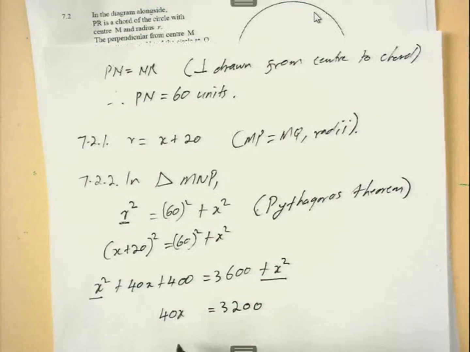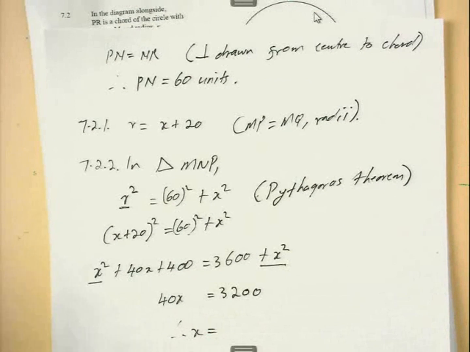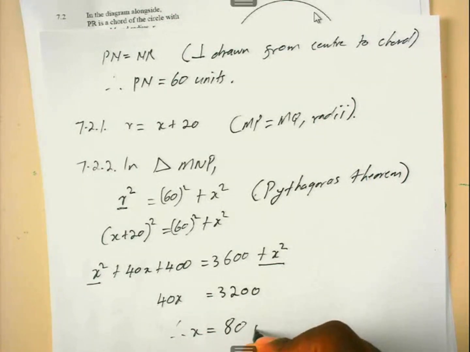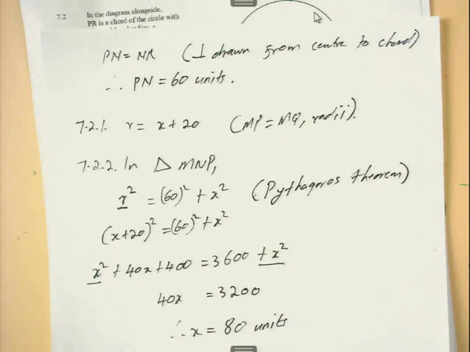You divide by 40. If you divide both sides by 40, you've got X will then be equal to 3,200. You divide by 40, therefore X will be equal to 80 units. X will then be equal to 80 units.